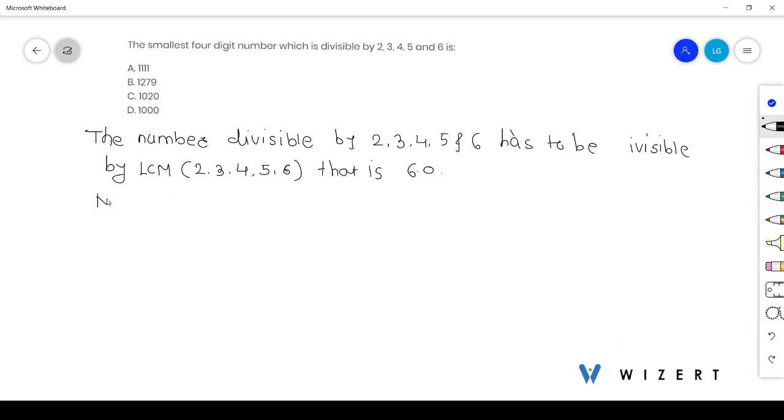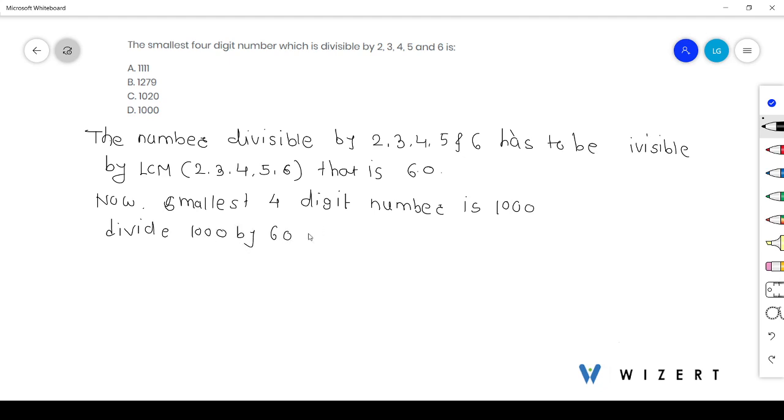Now, the smallest 4-digit number is, as we know, 1000. So, divide 1000 by 60. So, we get 40 as a remainder.